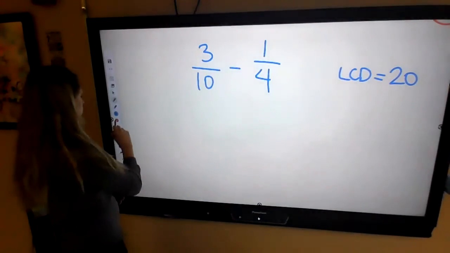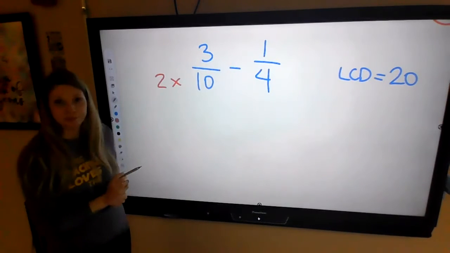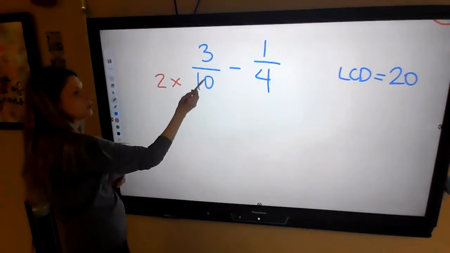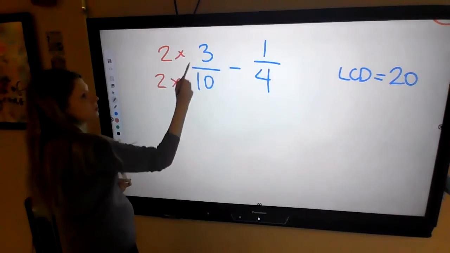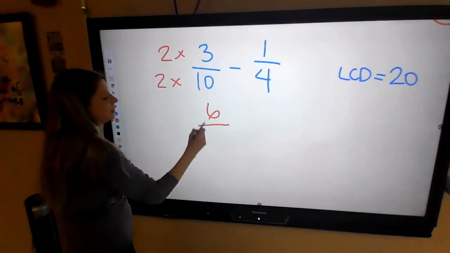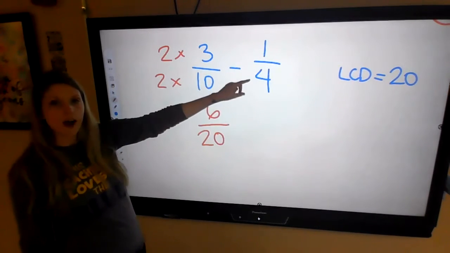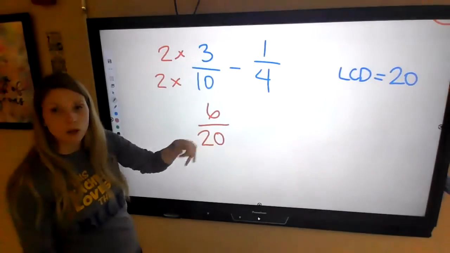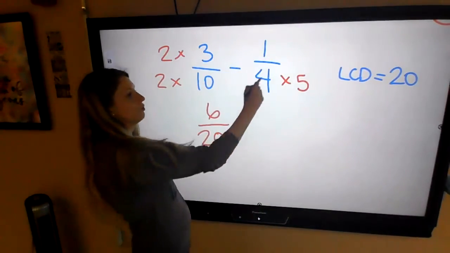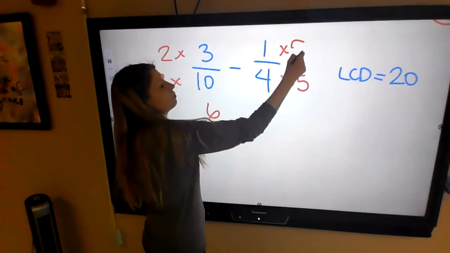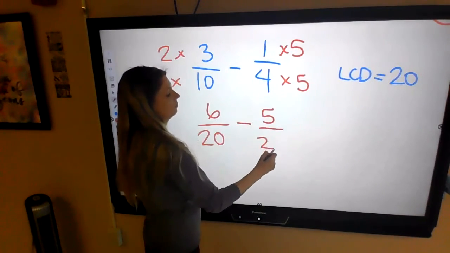Okay, so how do we turn 10 to 20? We multiply it by 2. If we multiply 10 by 2, we have to multiply 3 by 2 also. So 3 times 2 is 6, 10 times 2 is 20. Okay, now we come to our second fraction. How do we turn 4 into 20? We do it by multiplying it by 5. So if we multiply 4 by 5, we also have to multiply 1 by 5. So now we have 5 over 20.